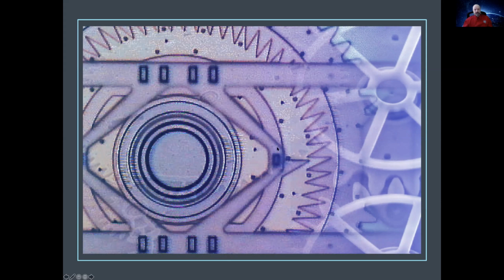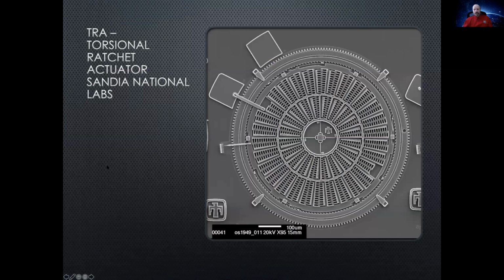So you can take a lateral motion, a left-right motion, and turn it into a rotary motion using this kind of system. And that's using the sawtooth kind of tooth system. Okay, thread system. Here's another micromotor example. This is called a torsional ratchet actuator.